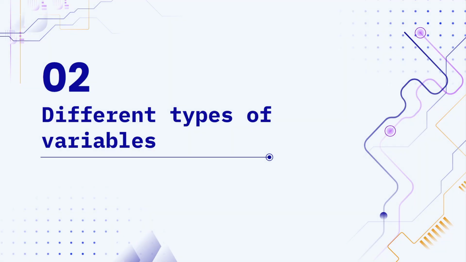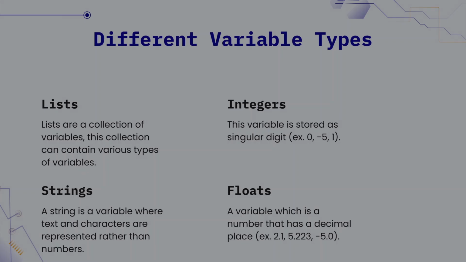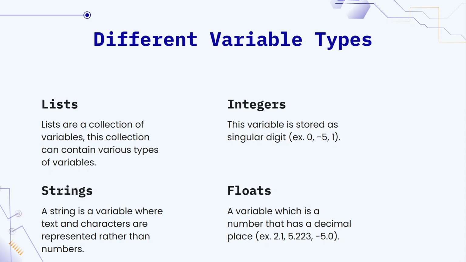Okay, so now we're going to learn about different types of variables. So I'm going to say 4 types of variables. There are actually many more types of variables like dictionaries and sets, but we don't need to know that right now. So first we have lists. Lists are just a collection of variables, and this collection can contain different types of variables.